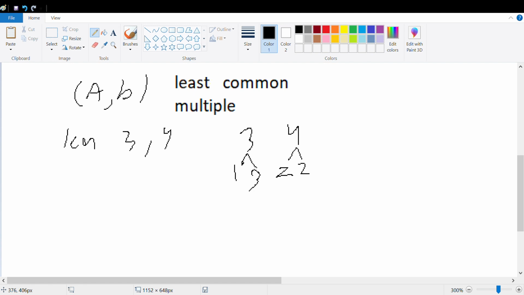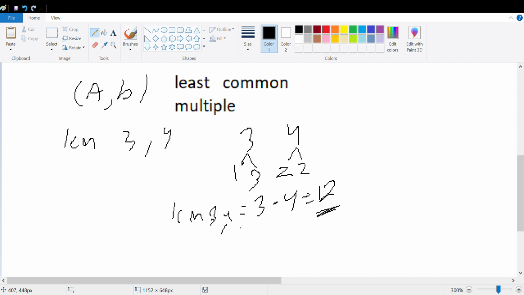So the LCM of 3 and 4 is equal to 3 times 1, which is 3, times 2 times 2, which is 4, which equals 12. 12 is the LCM, by the way.